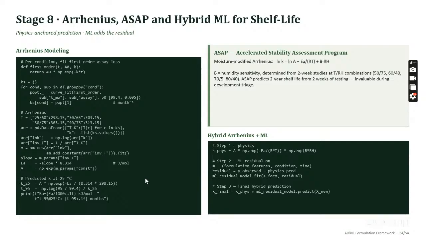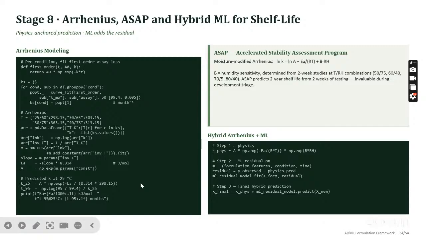Next, Arrhenius. Arrhenius ASAP hybrid ML. We predict shelf life with physics first. Arrhenius extrapolates the degradation rate to 25 degrees. The ASAP can predict a 2-year shelf life from 2 weeks of testing. Clear? Got it? From 2 weeks of testing, you can predict 2 years of shelf life. So it is invaluable for trials. Then ML supplies only the residual on top of the physics. So this is the Arrhenius modeling.